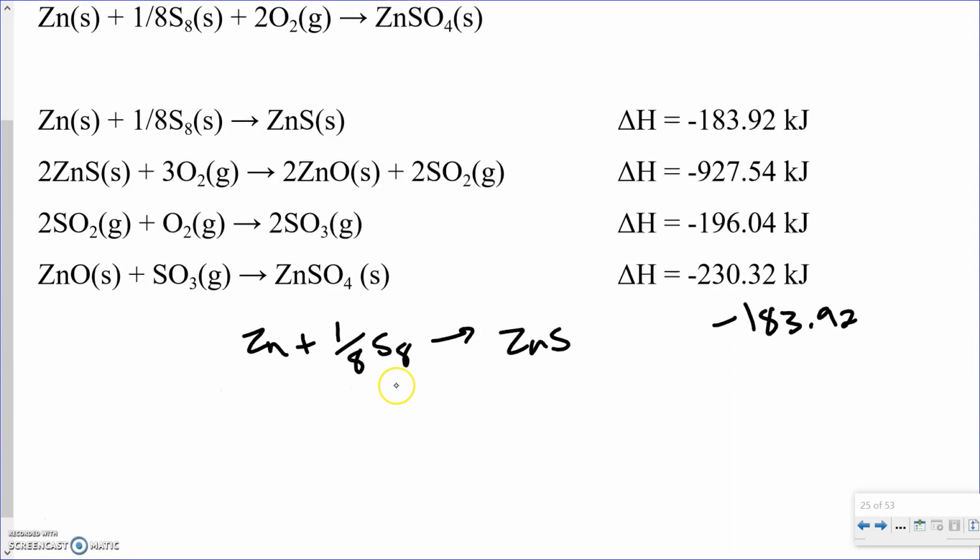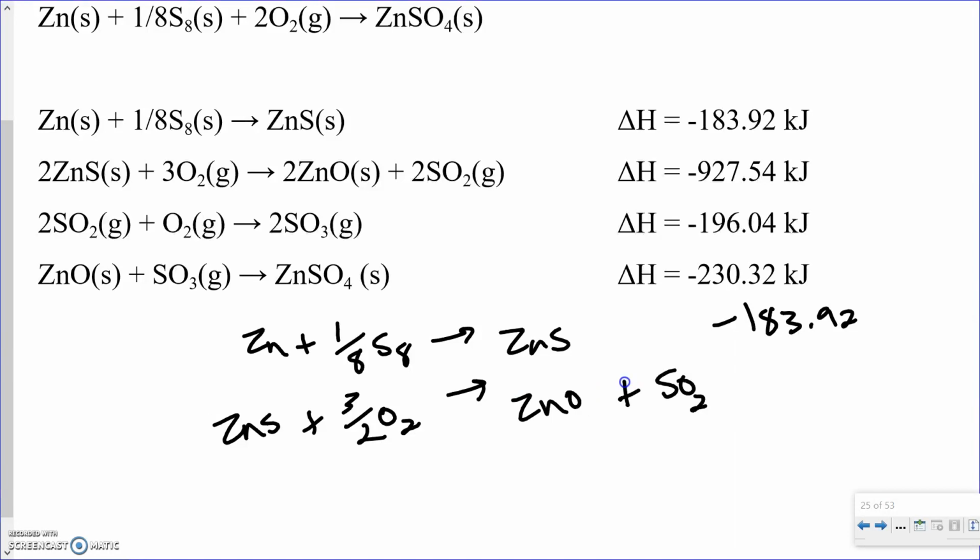So I end up with the arrow, first off, 3/2 oxygen plus my zinc sulfide. Over here, I'm going to end up with zinc oxide and sulfur dioxide, and that means I'm going to half this number. So I'm going to take negative 927.54, divide it by 2. I'm going to leave it as negative because we didn't flip the reaction, and I get negative 463.77.